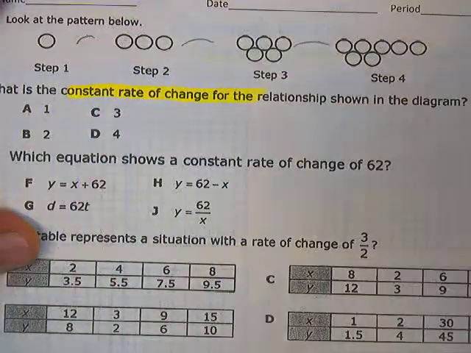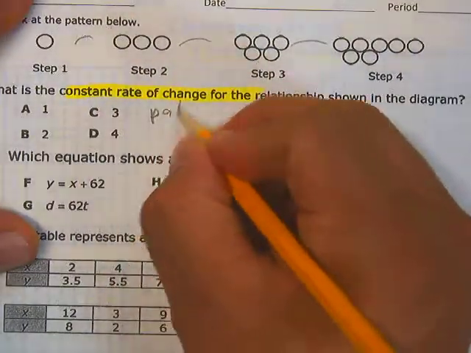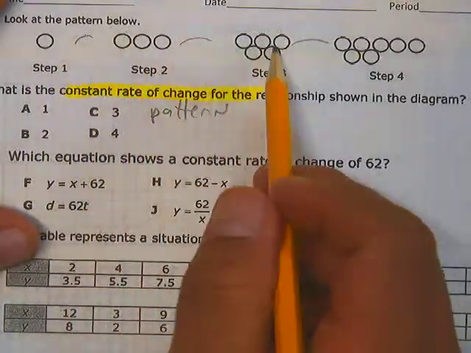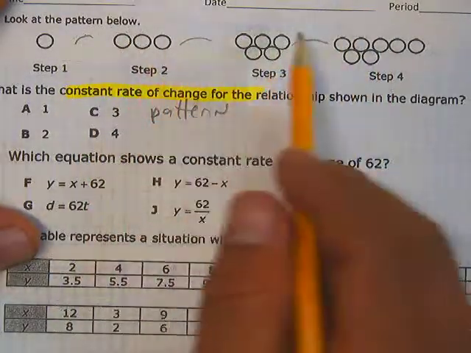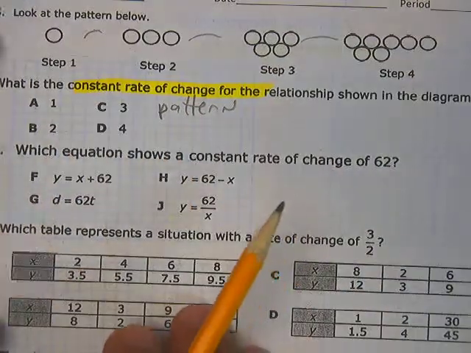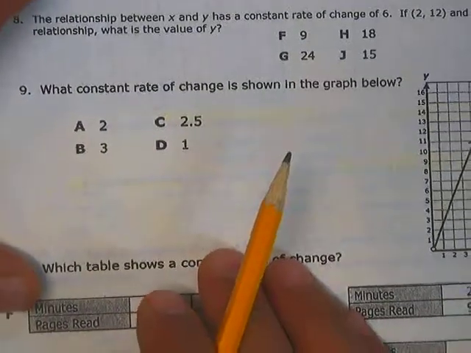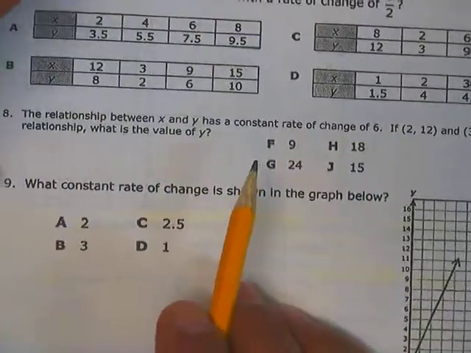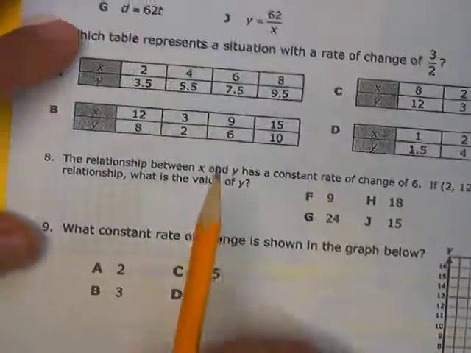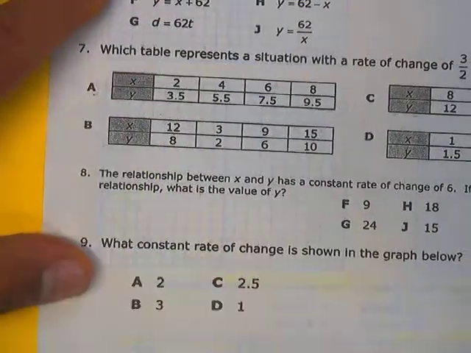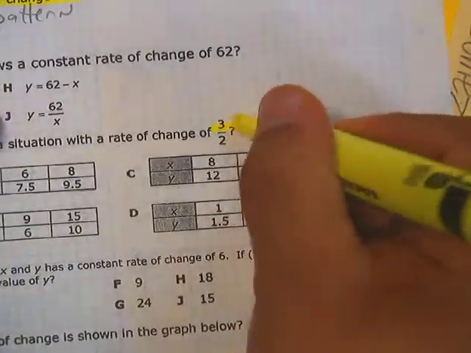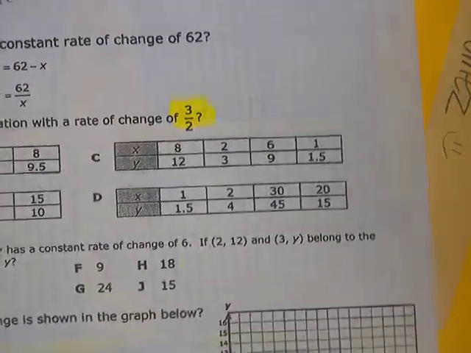Number 5, you're looking at step 1, step 2, step 3, and step 4. Okay, look for the pattern. What is the constant rate of change? In other words, what is the pattern? Look at how many circles are being added every single step that we take, and then you can see the answer. Okay, there's only a few more I'm going to do.